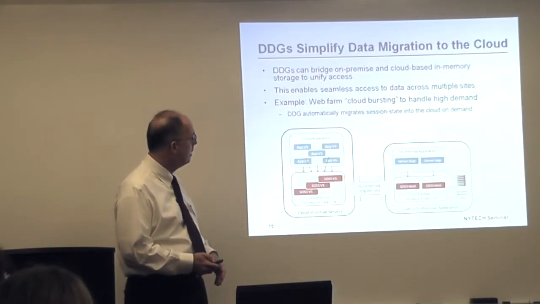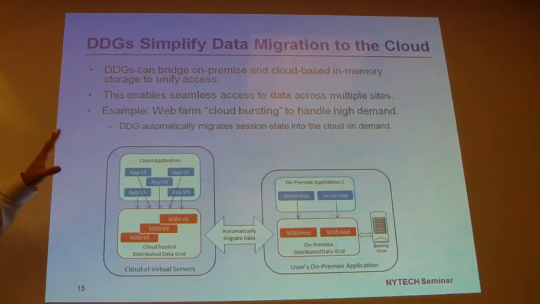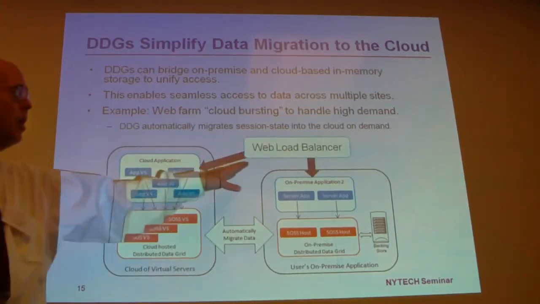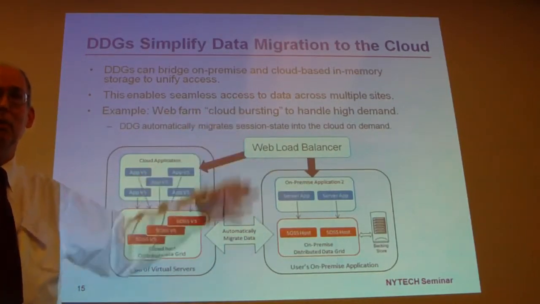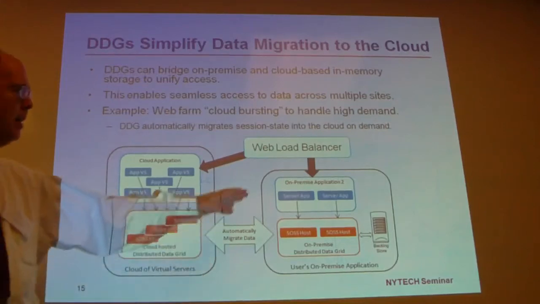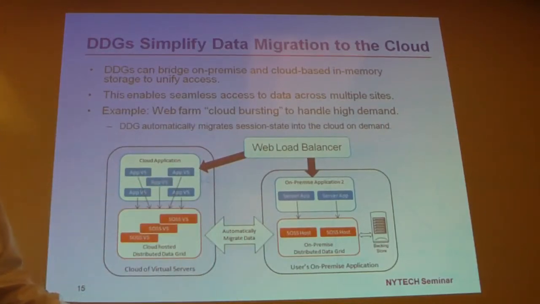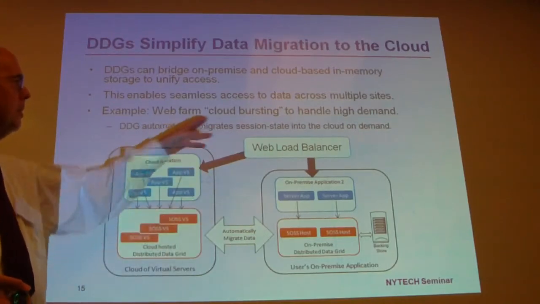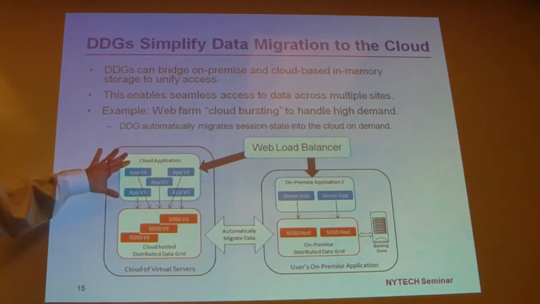So here are two examples of how we expect customers to use distributed data grids in the cloud. One example would be a web farm that, say, runs on premise, meaning at some customer site. I use the example flowers.com, right? Then it's Mother's Day, and all of a sudden they know their web traffic is going to grow by 10x. So what do they do? They cloud burst, which is the term we're starting to see. They spin up some web servers in the cloud on virtual servers, and now they have the problem.